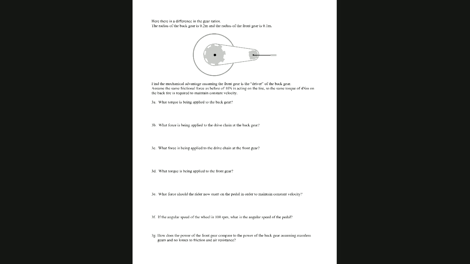Here we see a gear train where the gears have different sizes. We want to see what effects that might have on the system here. So our front gear A has a radius of 0.1 meters, but gear B has a radius of 0.2 meters, double the size. We also have a bike tire, which has a radius of 0.4 meters.